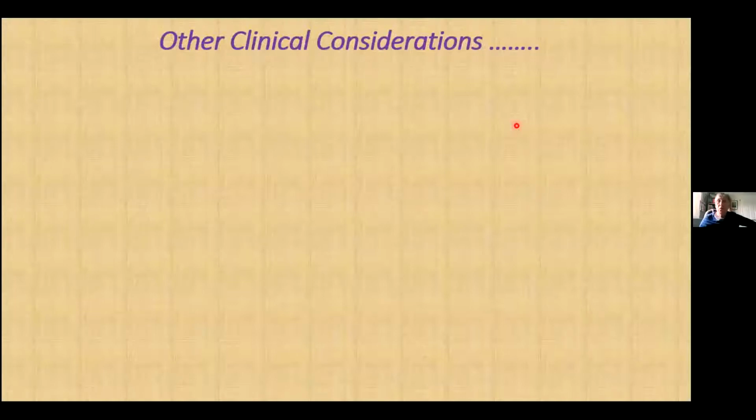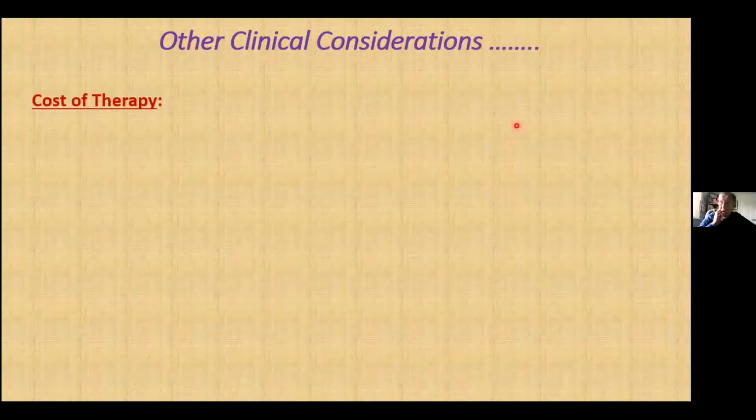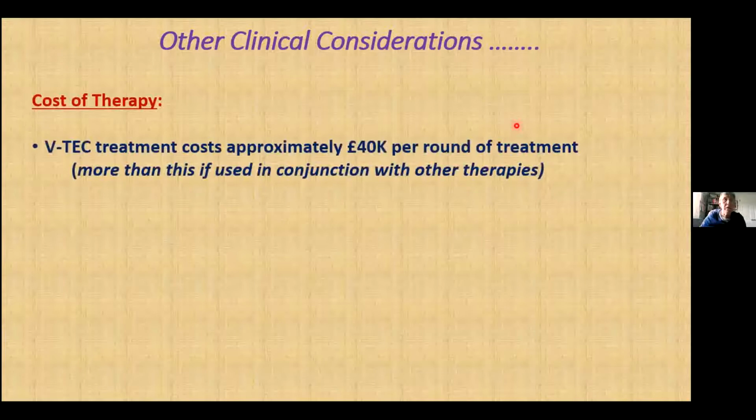Right, we do need to consider certain other clinical considerations. For example, the cost of therapy. A lot of these therapies are quite expensive. For example, the figures that I've managed to obtain looking through the literature is that a treatment using this VTEC oncolytic virus costs us something like £40,000 per round of treatment. And this is even more if it's used in combination with other immunotherapies.